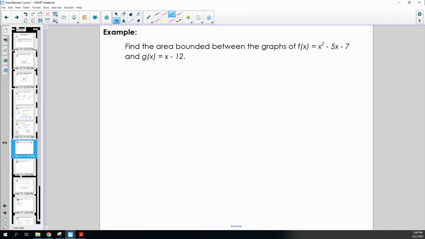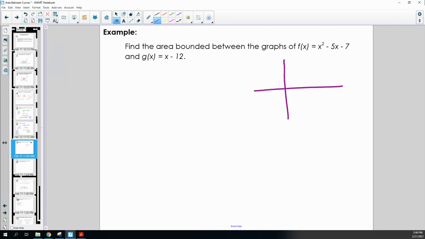Okay, so we're going to look at this other example here. Find the area bounded between the graphs of f of x and g of x. So here we don't have a picture of the graph, but that's okay. We can kind of figure out what it looks like since we know what a parabola looks like and a straight line. So the first thing we want to do is figure out kind of what this is going to look like.